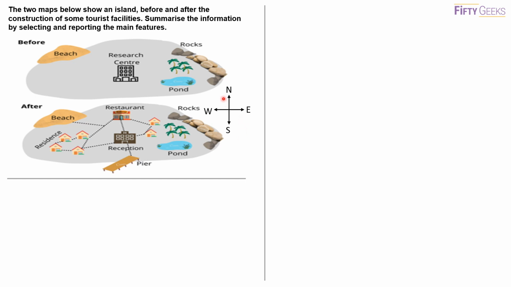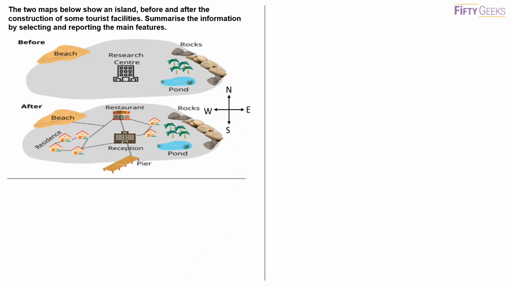On the outline, N is for north, S is for south, E is for east, and W is for west. Similarly, NE and NW are for northeast and northwest. Also, SE and SW are for southeast and southwest.